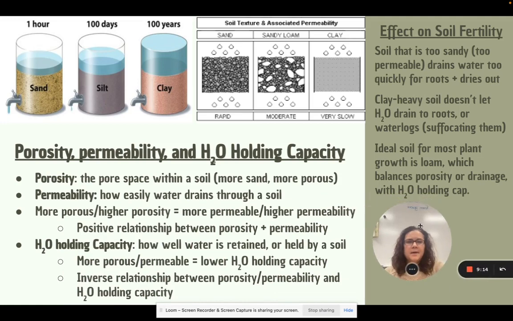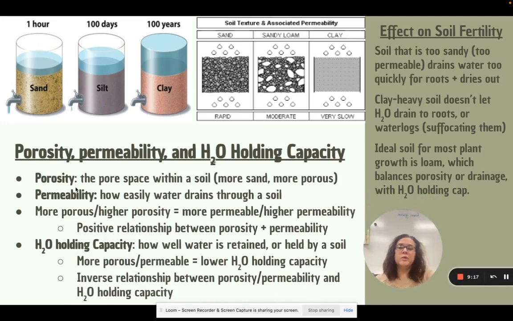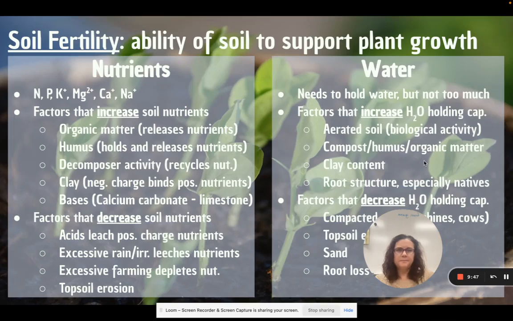I mention this only because porosity and permeability and water holding capacity are going to have an effect on the soil fertility. Soil that's too permeable, where water goes through too quickly, like sand, isn't going to be good for plants because they're not going to be able to get that water. Clay heavy soil gets too waterlogged. Plants can actually suffocate. They can drown, basically. So we aim for that middle of the road, the sandy loam, which has a nice balance. And you can read through what porosity and permeability are. Again, we're going to talk about this in class quite a bit.